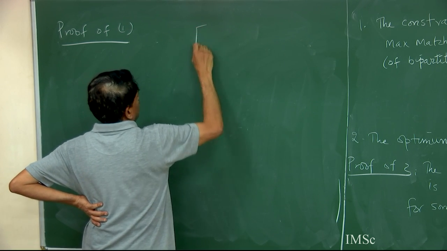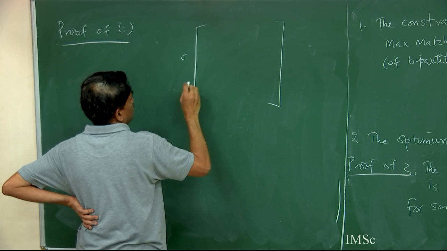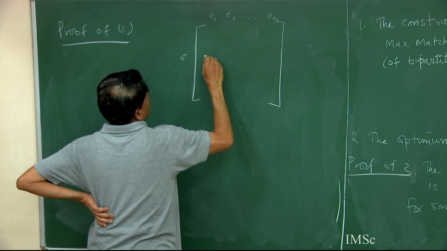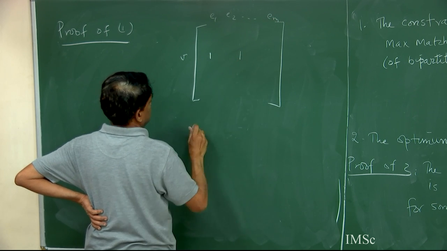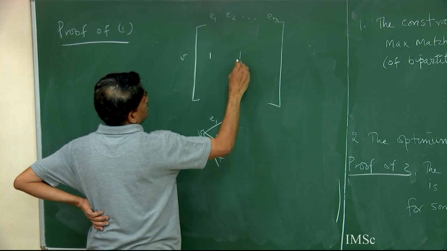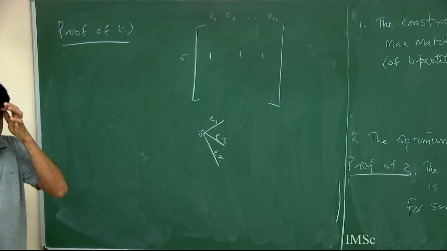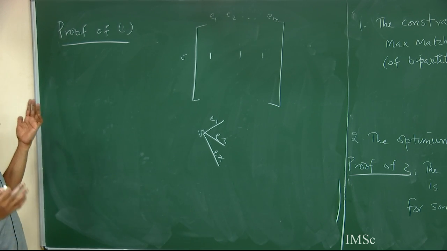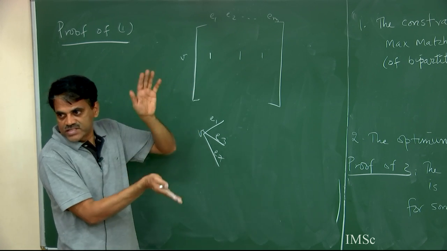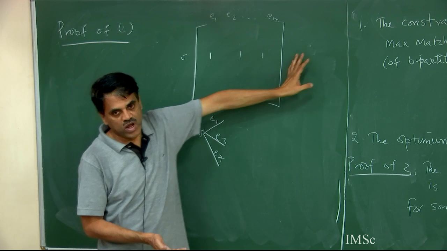For every vertex V, maybe V is incident on E1, E3, let's see, so then it will be E3, E7. Those are the places where there will be a 1 in the constraint matrix. Question? Okay. So the constraint matrix for matching is that for every vertex, you look at the sum of the y's of the edges incident on that vertex. So this plus this plus this is at most 1, which is the right hand side.